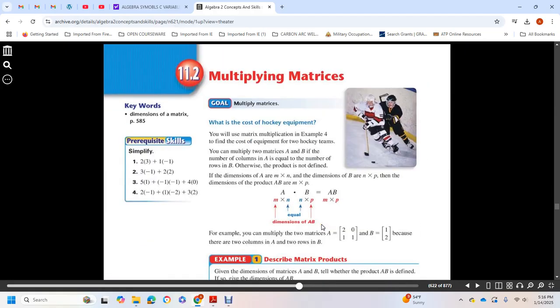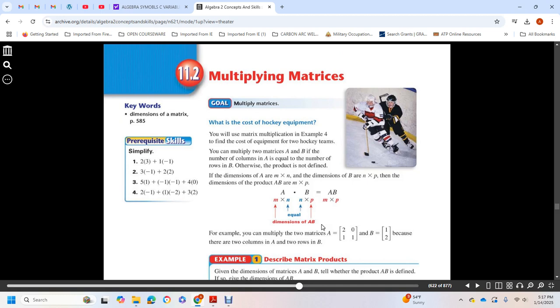11-2, multiplying matrices. Goal: multiply matrices. You will use matrix multiplication in Example 4 to find the cost of the equipment for the hockey team. To multiply two matrices A and B, the number of columns of A must be equal to the number of rows of B. Otherwise the product is not defined.